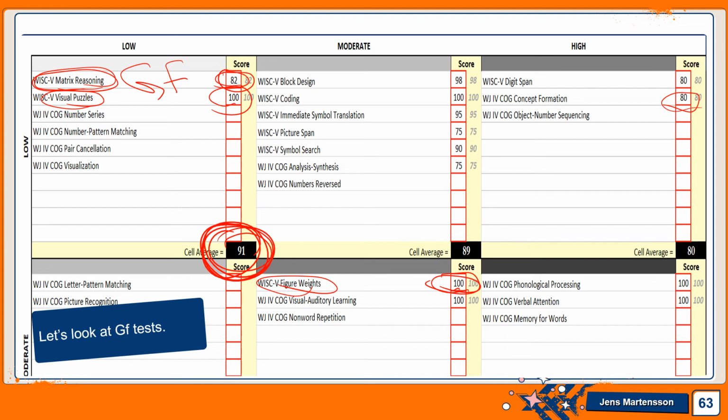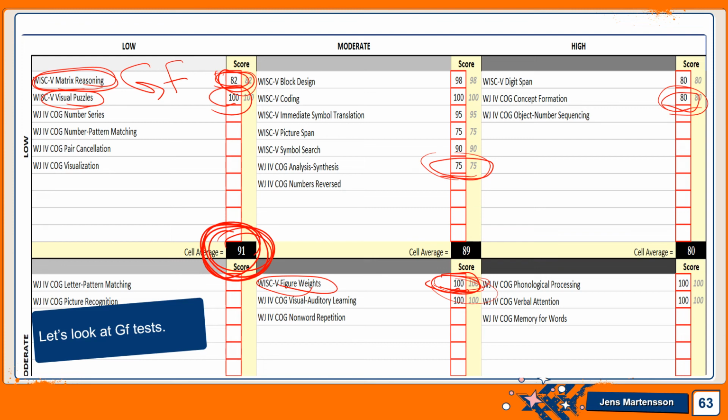So I gave Concept Formation. Look what Concept Formation was. It was an 80. So now I have an 82 and an 80 and a 100. Then I gave Analysis-Synthesis, 75. So I have an 82, a 75, an 80, and this weird 100 over here. Maybe he was just really good at that. Is that really a deficit, or is it expected for a second language learner?